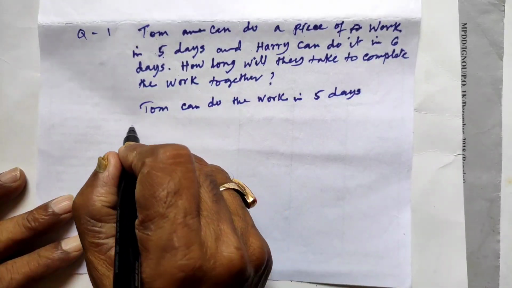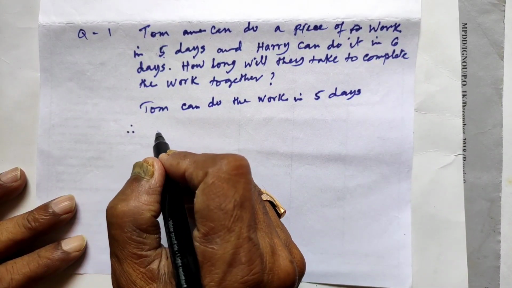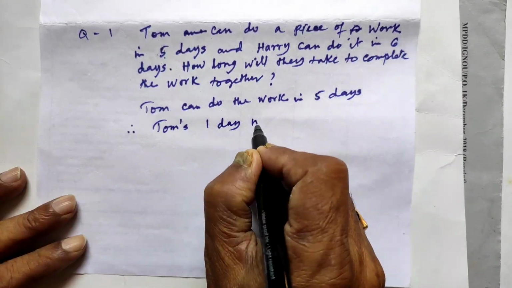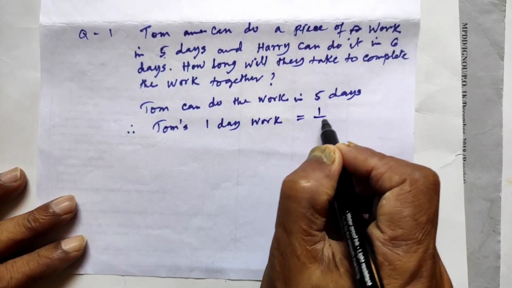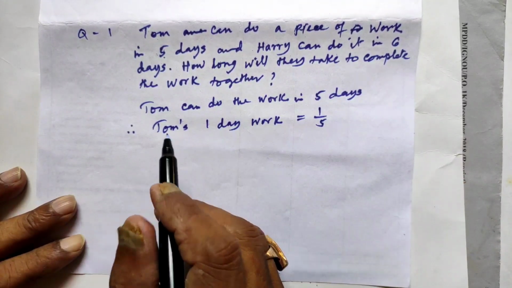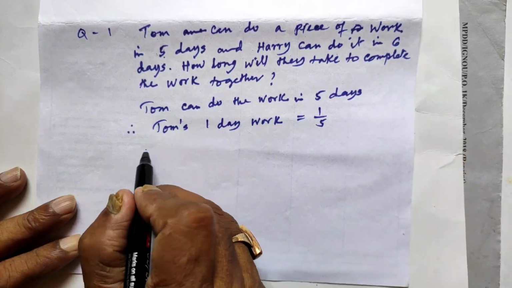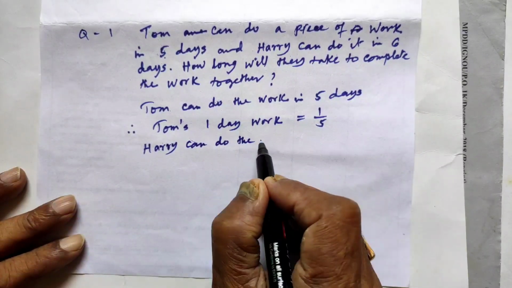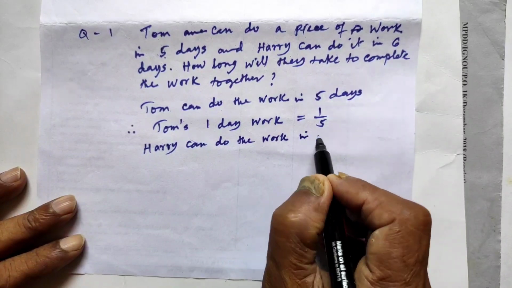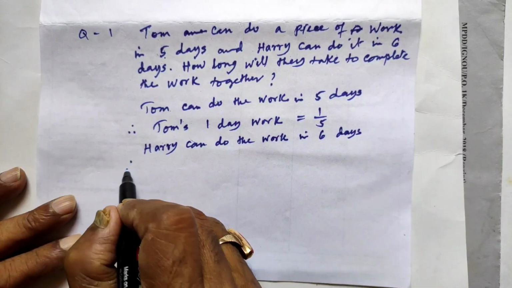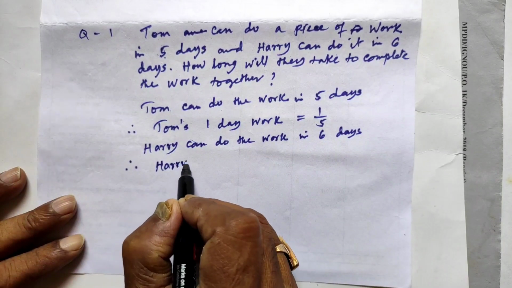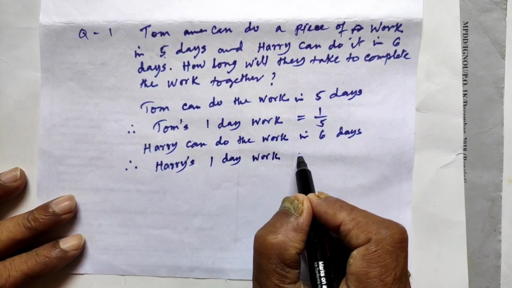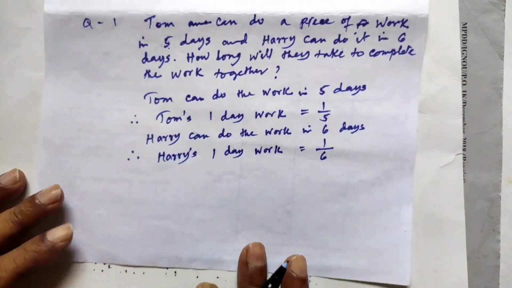Therefore, we can say easily that Tom's 1 day's work equals to 1 by 5. All right. Again, we can see that Harry can do the same work in 6 days. Therefore, we can easily say that Harry's 1 day work equals to 1 by 6. Very simple. Okay. All right.